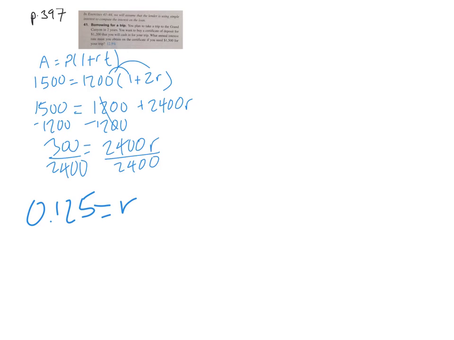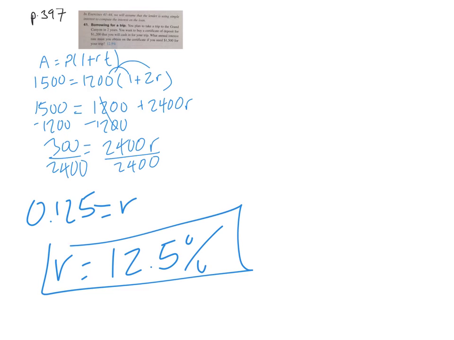And then don't forget, R is an annual interest rate, so we need to write it as a percent at the end. So we'll call this 12.5%. Move your decimal twice to the right if you want to make it into a percent. So there we go. He's going to need a 12.5% interest rate on the certificate of deposit if he wants his $1,200 to turn into $1,500 within 2 years.